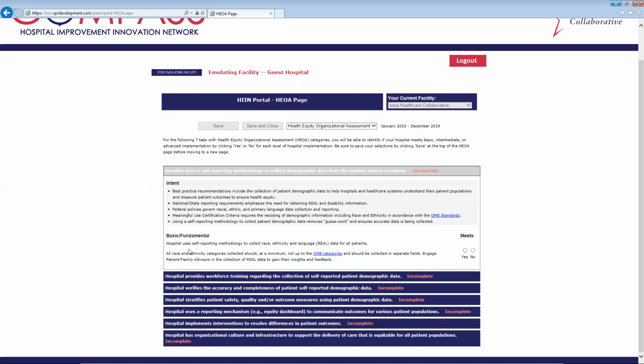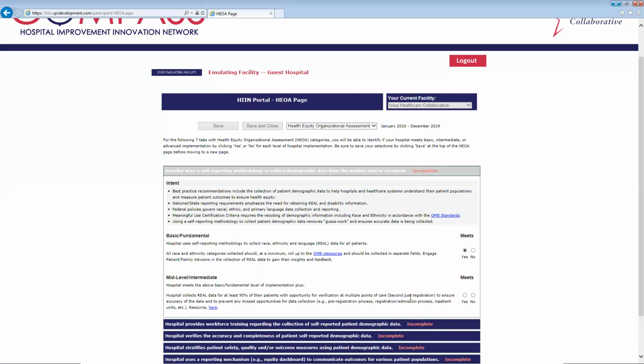And so, for example, for this first one, around hospital uses a self-reporting methodology to collect demographic data from the patient and/or caregiver. So they say hospital uses self-reporting methodology to collect this. And your answer to that, as well as all race and ethnicity categories should at a minimum roll up to the OMB categories, should be collected in separate fields. And you should engage your patient and family advisors in the collection of real data to gain their insights and feedback. So if you do real data, you would click yes. And you'll notice a new box pops up. And it's asking you whether or not you meet the mid-level or intermediate criteria. So they're saying that yes, you meet the basic or fundamental, but then do you also collect real data for at least 95% of your patients with opportunity for verification at multiple points of care?